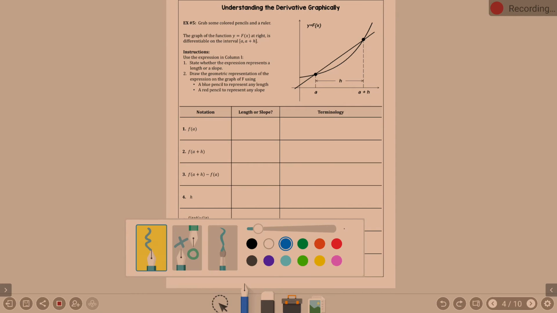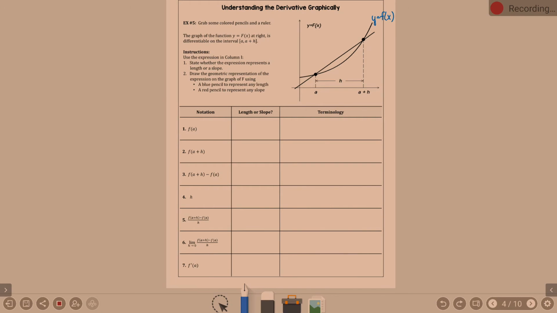Yeah. Okay, now, so the graph of y equals f of x is this curve here, okay? That's the curve. This is y equals f of x, that curve there, in case you aren't sure. Now, they have a and a plus h labeled. Use the expressions in column 1.